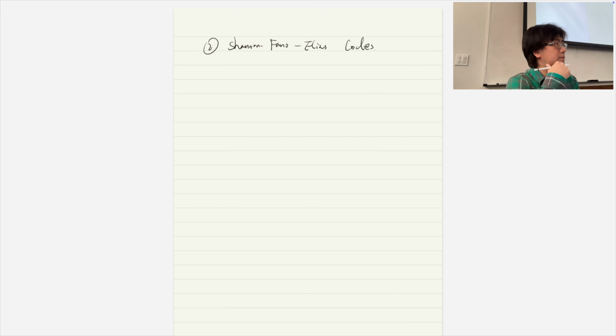Okay, next, let's talk about another coding scheme: Shannon-Fano-Elias coding. So from now on, for this kind of code, we have a totally different coding idea. Let's see whether we can see that in a clear way or not.